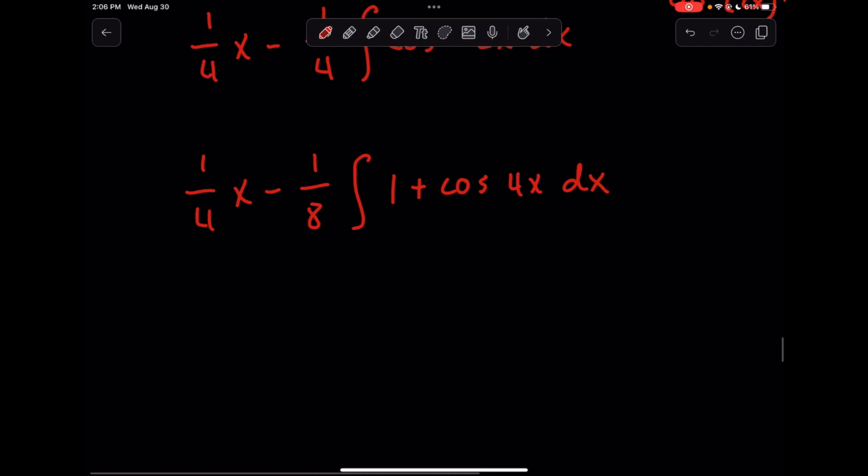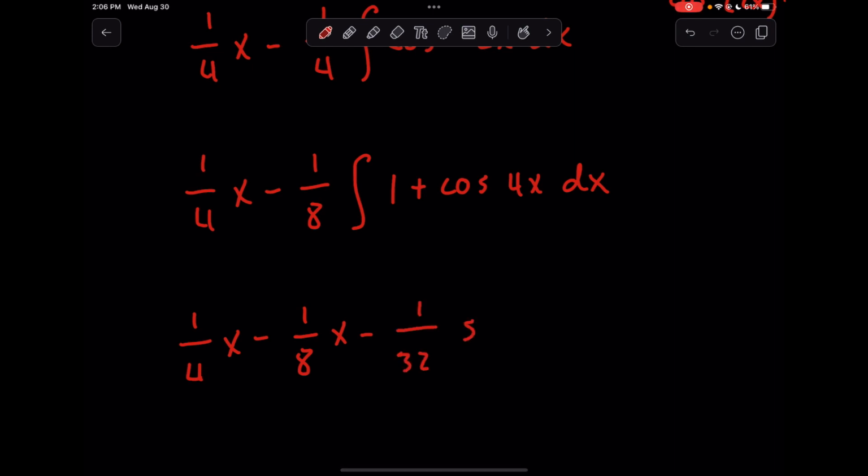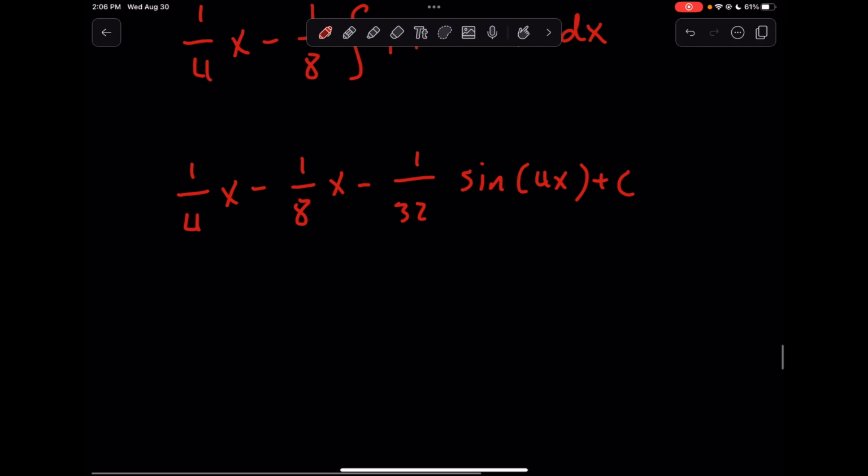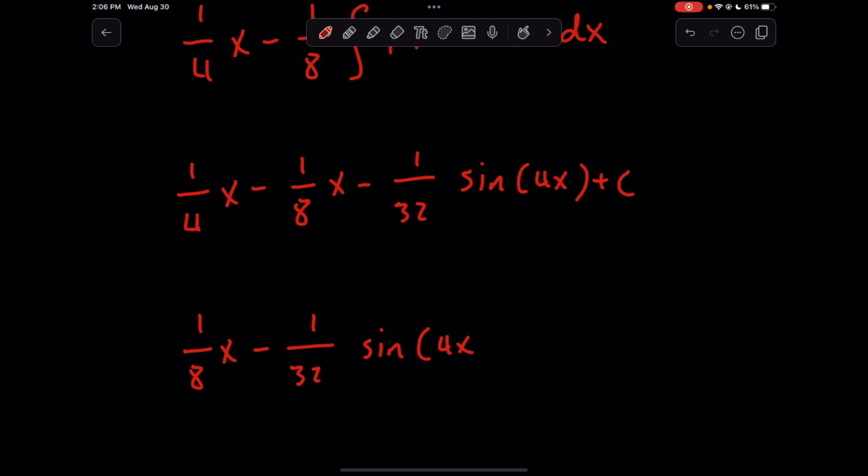So now we can integrate this just using basic rules, and we'll have a small u sub here. So that's 1/4 x minus 1/8 x, and that will be dividing by 4, so this will be minus 1 over 32 sine of 4x. And lastly, we just simplify, so this will become 1 over 8x minus 1 over 32 sine of 4x plus c.